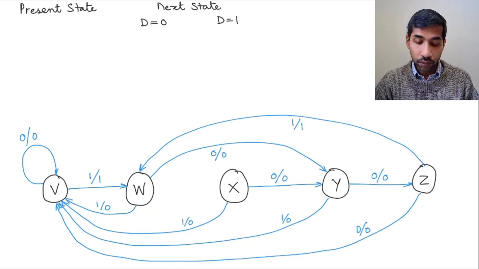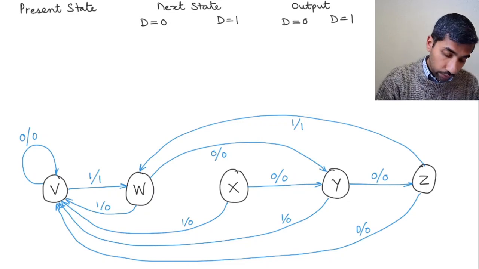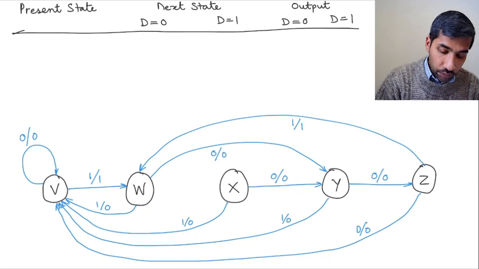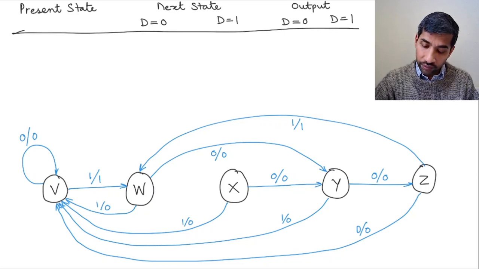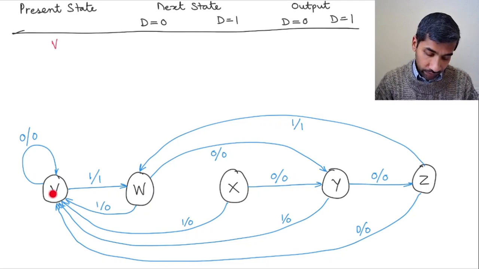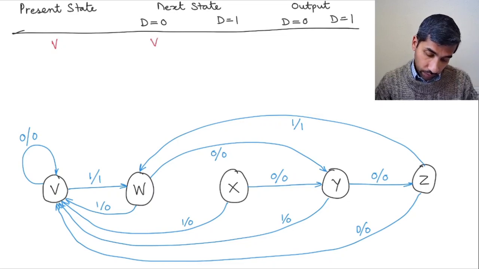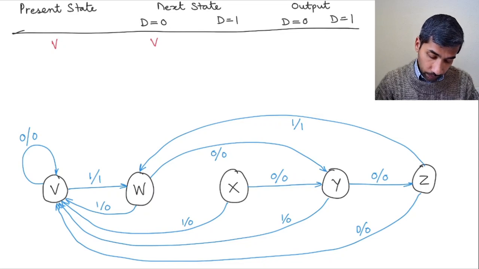Let's say d is the input, and then we have the output of your circuit, and the output also depends on d. So let's write like this. Okay, so let's do a state diagram here. So if the present state is v, right, if you are on this present state and you get an input of 0, d equal to 0, the next state is also going to be v. It's the same state, right? So v. And if d equal to 1, what's the state? If d is equal to 1, then your next state is w.